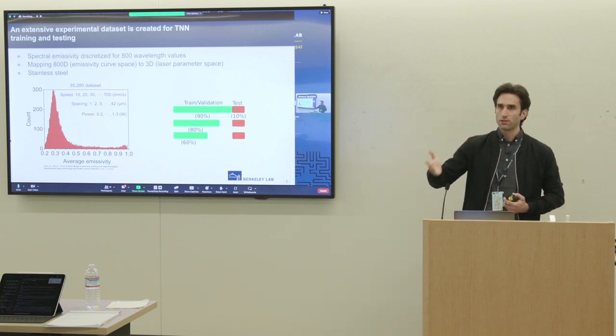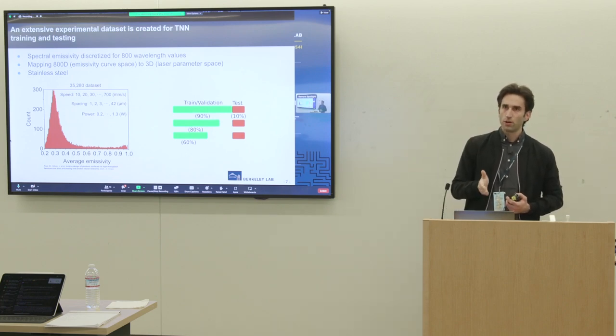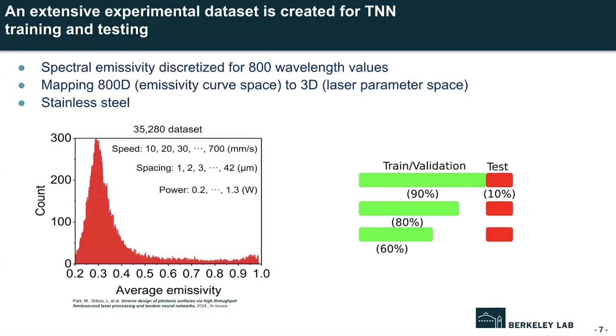We're going to need a large data set. Our collaborators generated a large data set of 35,000 samples. The plain material that was used for texturing was stainless steel. That also plays a huge role here, because if you use another material, you have different physics happening there. And we also trained three different models that were only varied by training slash validation set sizes.